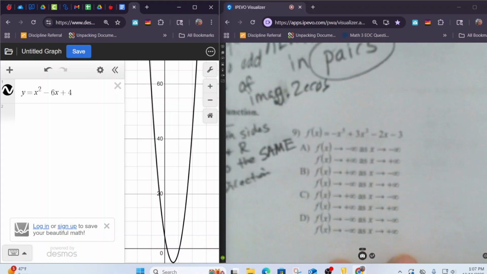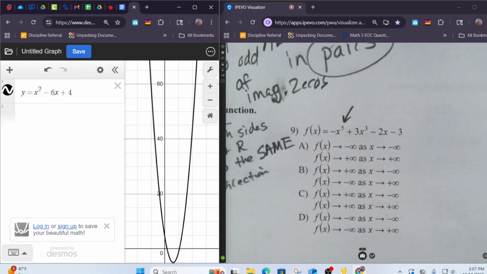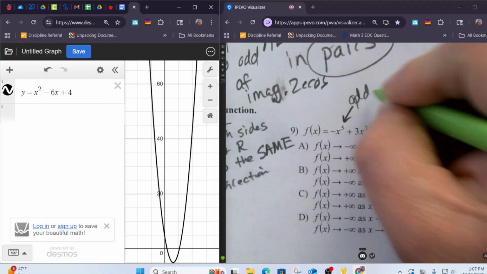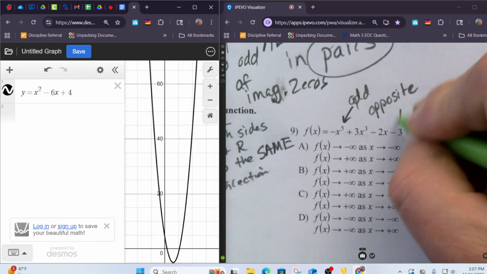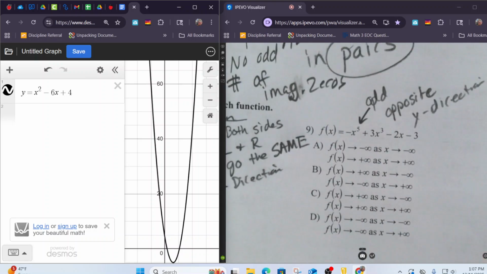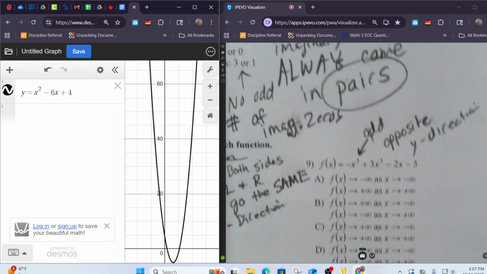Now guys, looking at this one. I'm not going to do this one, but is my y going in the same direction here? No. So guys, you should be able to eliminate some from that. Odd means opposite y direction.